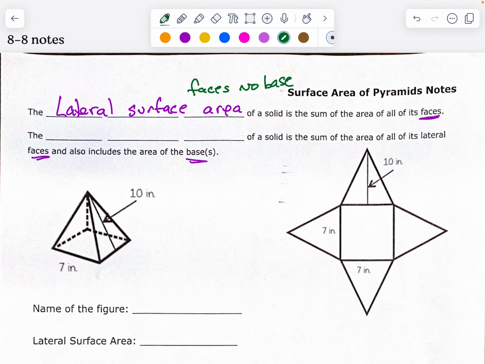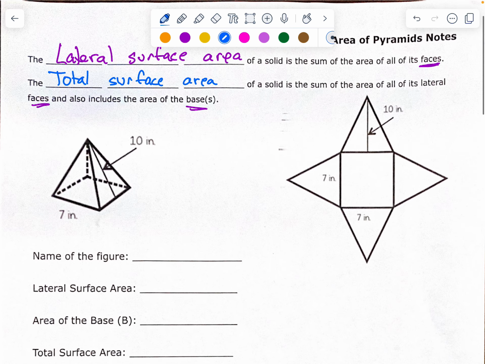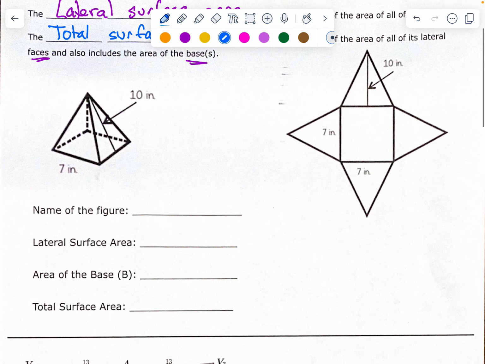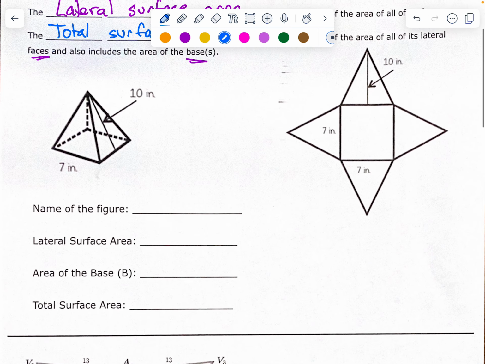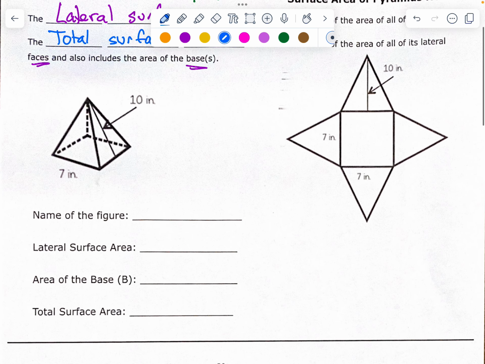When you include the base, that is total surface area. And I will reiterate that total surface area is always bigger than lateral surface area. L, I just say it's lazy. I'm gonna wrap the whole thing. I'm gonna not wrap the bases, and I'll show a demonstration when I get back.